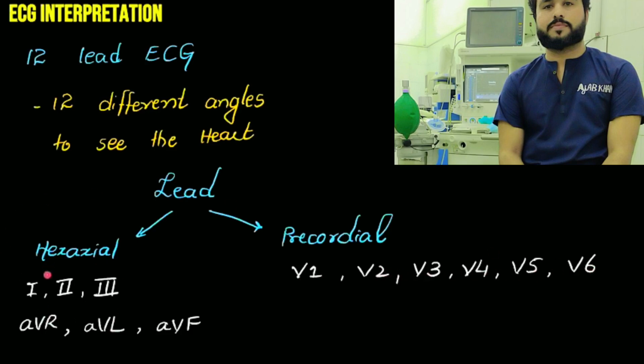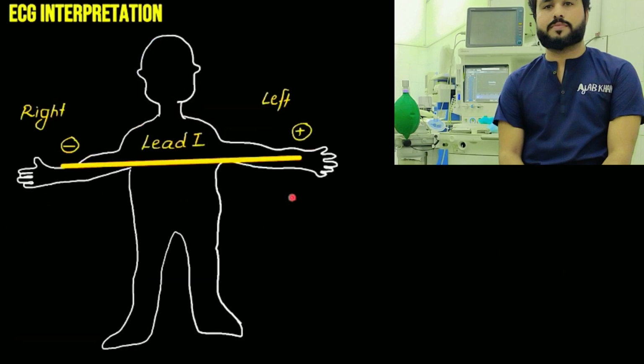Now first we will discuss the hexaxial leads. Now to get the hexaxial leads, we place certain electrodes on the human body parts, and these electrodes capture the electrical activity of the heart. To get lead 1, we place positive electrode on the left arm of the patient and we place the negative electrode on the right arm of the patient. That is the lead 1.